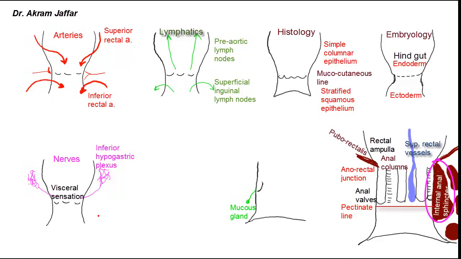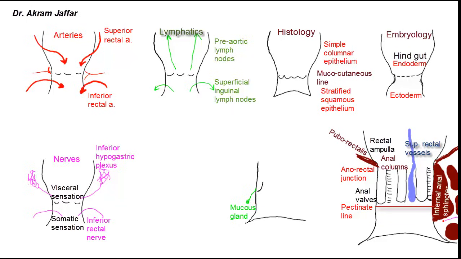The lower part of the anal canal has a somatic innervation, and the nerve supply is derived from the inferior rectal nerve, which is a branch of the pudendal nerve from the sacral plexus. Being supplied by somatic nerves, it is sensitive to pain, touch, and temperature.